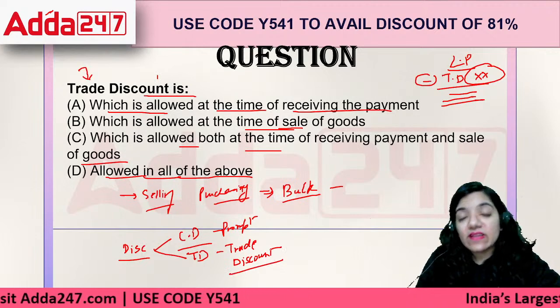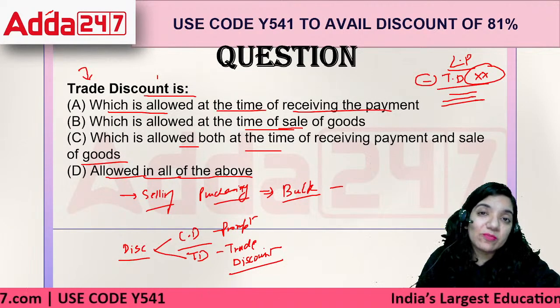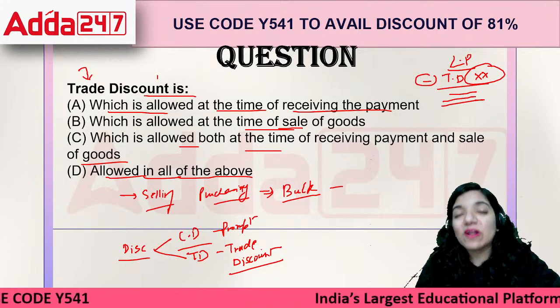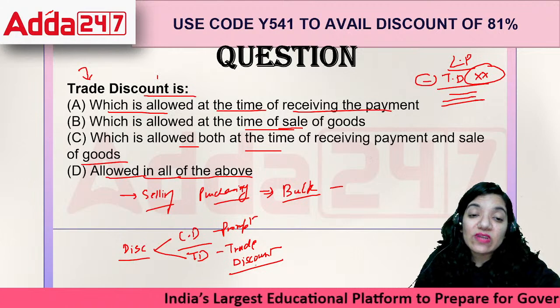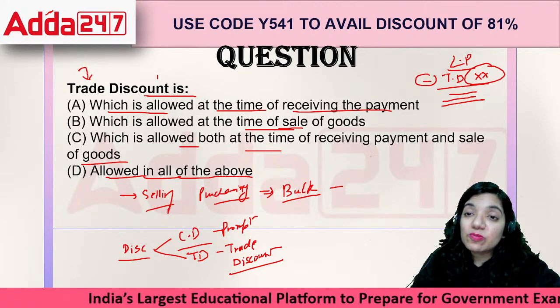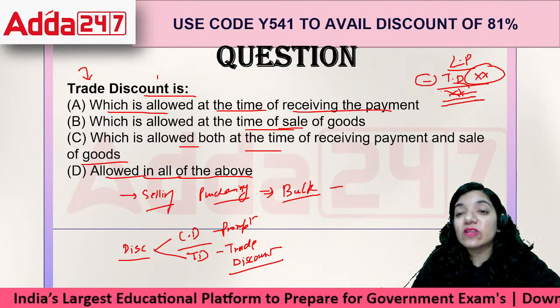whenever we find that we have made any bulk purchases, or someone makes bulk purchases from us, then we are also bound to provide them the same. So both of these discounts are different. So one is list price minus TD. This is what we record in the books of accounts.